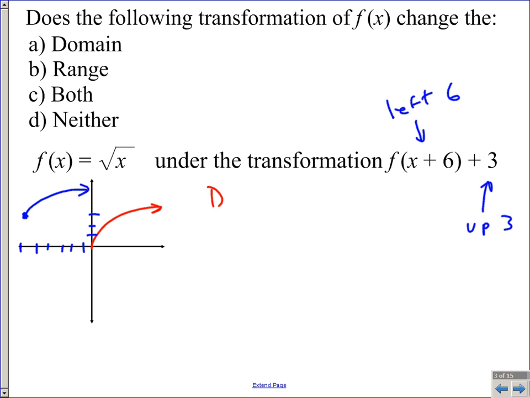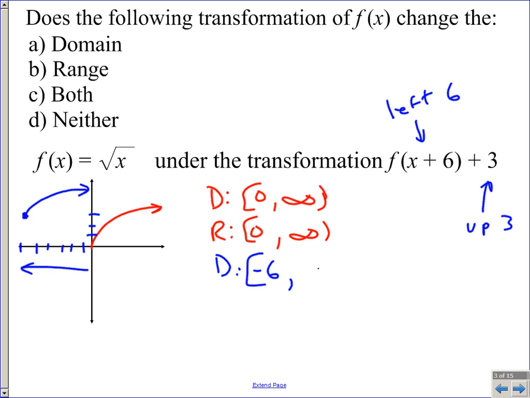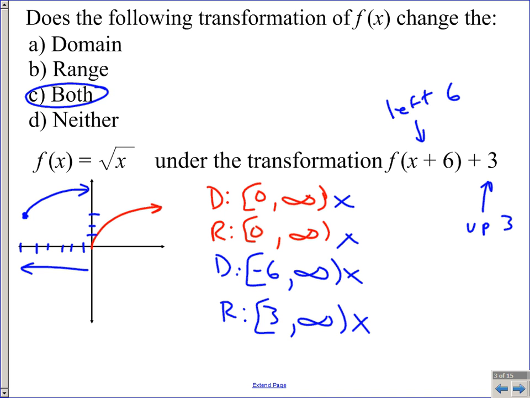Let's look at our domain and range again. The parent function goes from 0 to infinity for domain and range. Our transformation now caused the domain to become a little bit larger. It starts at negative 6 instead of 0 and goes all the way up to infinity. And the range doesn't get down to 0. It starts at 3 and goes to infinity. As you can see, the domain and range both changed here. So we would say that they both have changed.